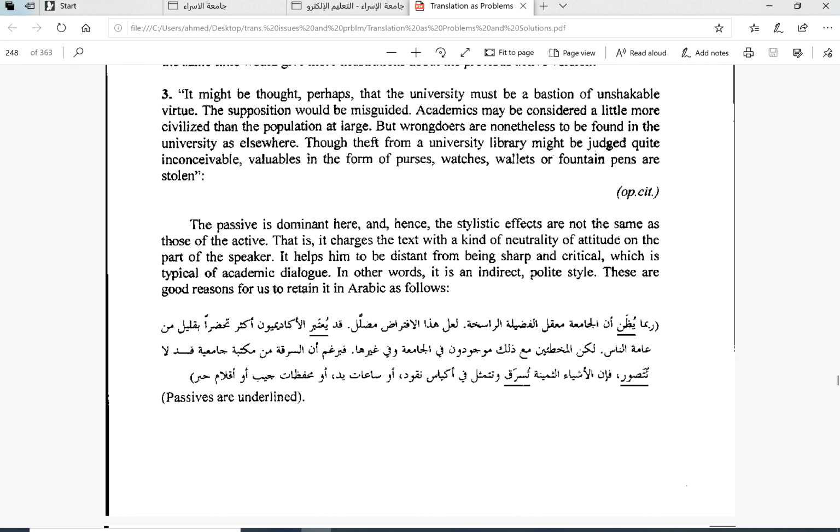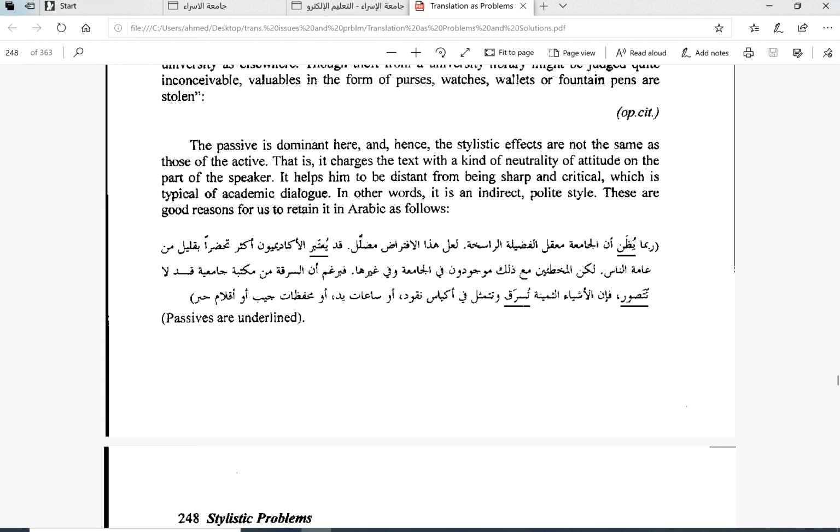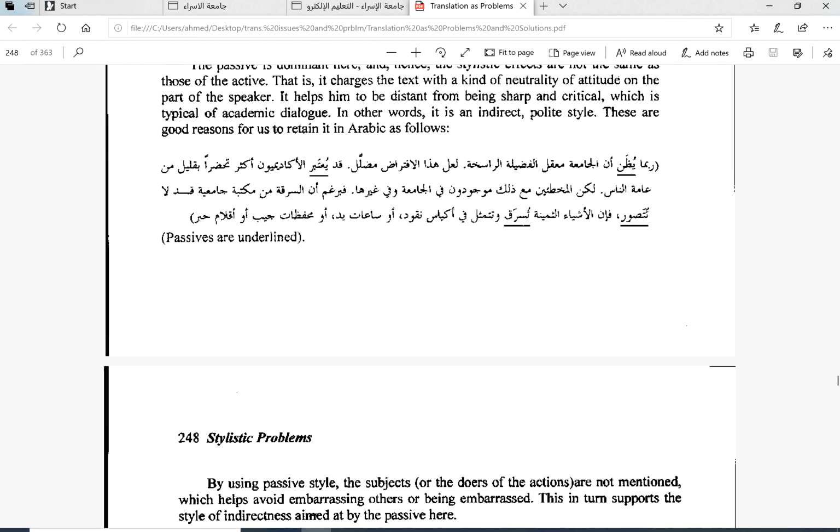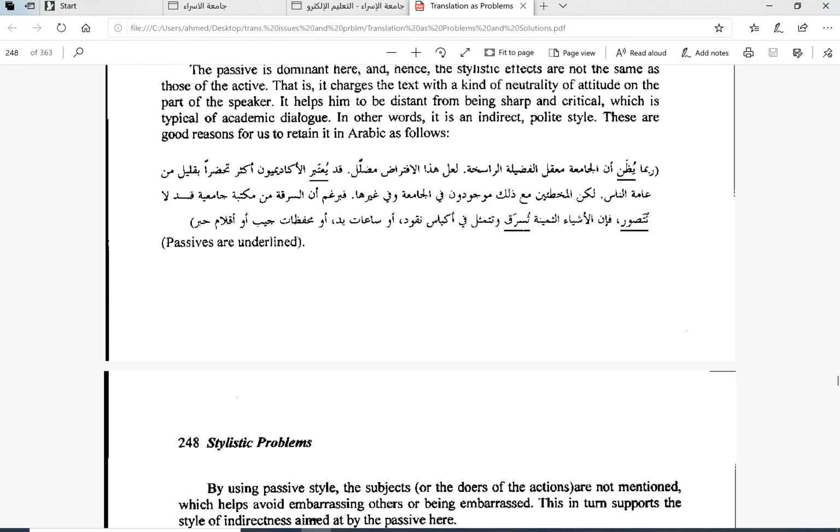ربما يظن أن الجامعة معقل الفضيلة الراسخ. لعل هذا الافتراض مضلل. قد يعتبر الأكاديميون أكثر تحضرا بقليل من عامة الناس، لكن المخطئين مع ذلك موجودون في الجامعة وفي غيرها. فبالرغم من أن السرقة من مكتبة جامعية قد لا تتصور أو قد لا يتصوره العقل، فإن الأشياء الثمينة تسرق وتتمثل في أكياس النقود، ساعات اليد، محفظات الجيب، وأقلام حبر. Here the passives are underlined, which are يظن، يعتبر، تتصور، تسرق، and so on.